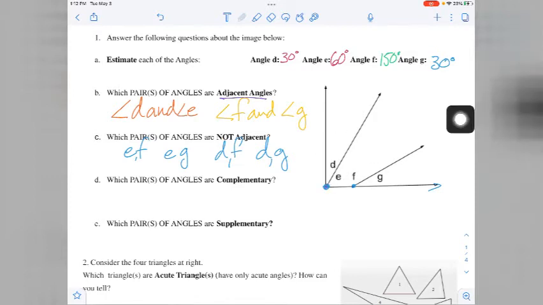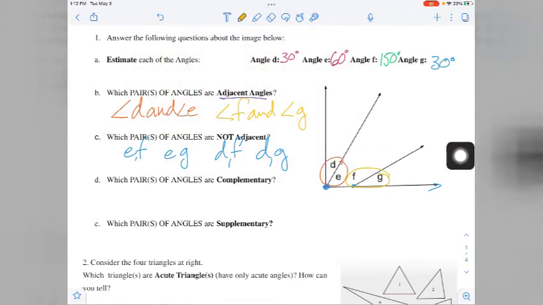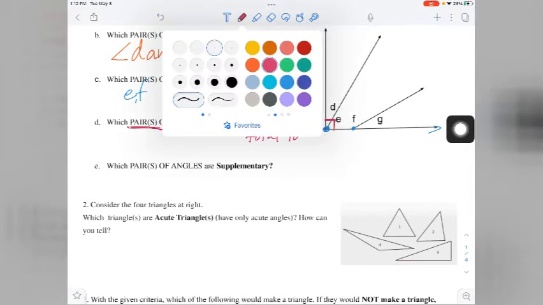So anytime we go from my two pairs of adjacent angles, D and E and F and G, we know that those are not adjacent. Which pairs are complementary? Complementary angles mean that they total 90 degrees, and they have to be a pair of angles to do this. So the one place that looks like it might be 90 degrees is right here, which goes from this line going straight up to this line going straight out.